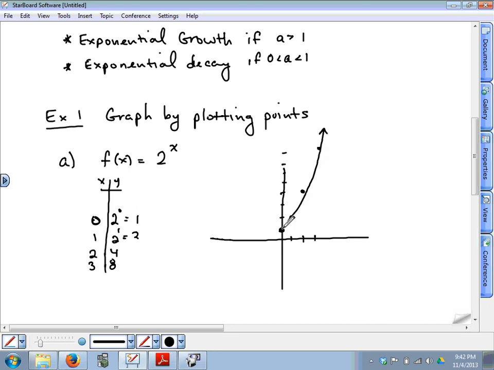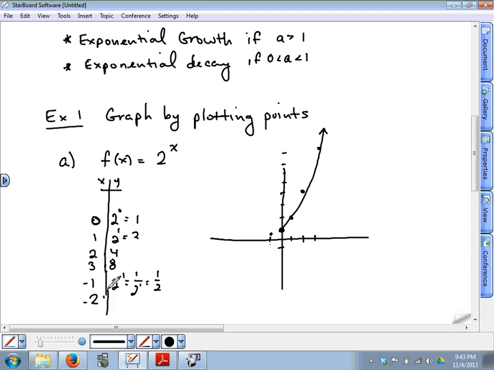Now what happens on the left side of the y-axis here? That's when x takes on negative values. So if x is negative 1, this is where you really need to recall your properties of exponents. If x is negative 1, then what we have is 2 to the negative 1 power. Negative exponents do not produce negative numbers. 2 to the negative 1 is the same as 1 over 2 to the positive 1, which is 1/2. So when x is negative 1, y has a value of positive 1/2, which is right there.